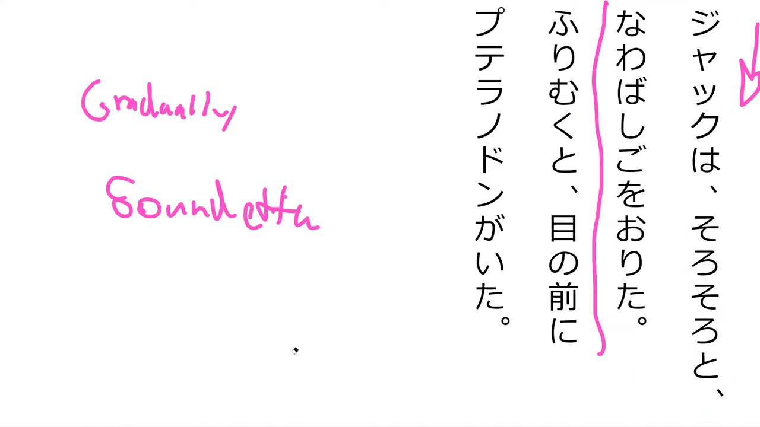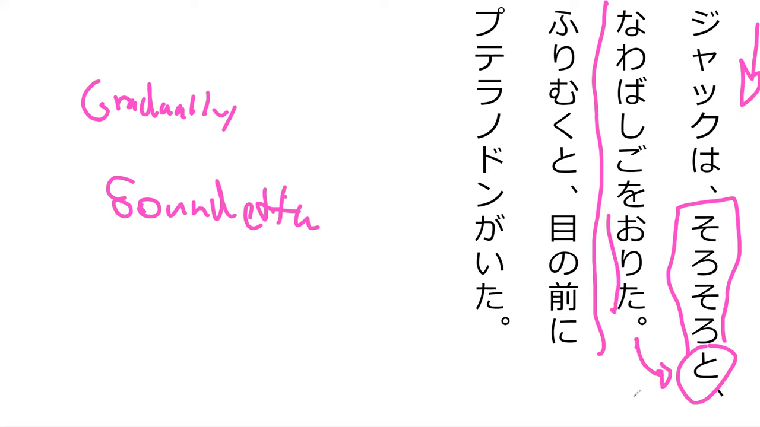You can kind of tell it's a sound effect because we've got repeating sounds right here, soro soro. So repeating sounds tend to suggest sound effects. So when you have repeating sounds plus a to, this is just describing the way in which we're doing the verb. So we've moved the to a little bit farther away than it usually is. So, yeah, he gradually oriru's.